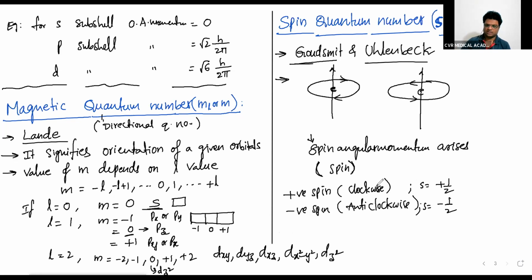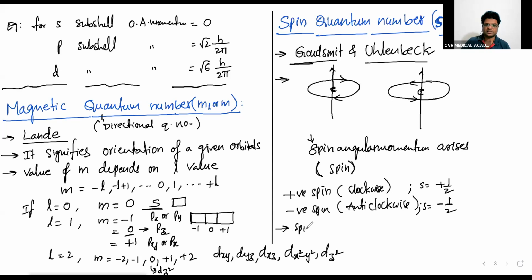Okay, sir, what does it actually indicate? Ultimately, these values indicate clockwise or anti-clockwise spin of the electron. Spin here means the spin angular momentum of the electron, which arises due to revolution about its own axis. So what other information do we get with this spin quantum number?